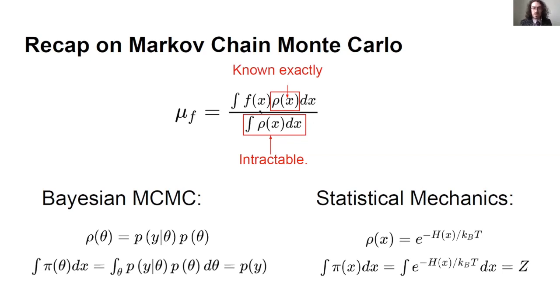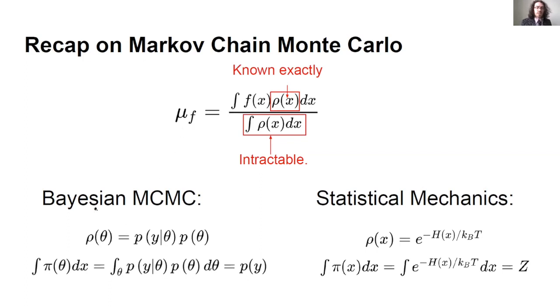So for instance, here, we had a question last time about the evidence. The evidence is the denominator here. And unfortunately, for most complex Bayesian models, we can't evaluate this directly. So we instead would only be able to evaluate expectations up to a normalization constant.